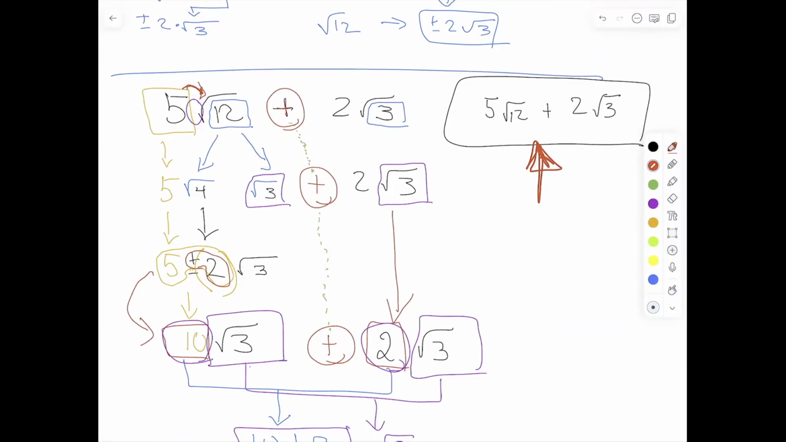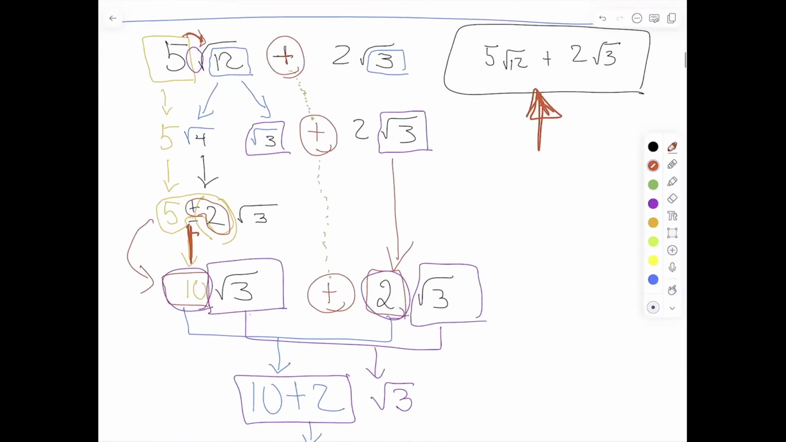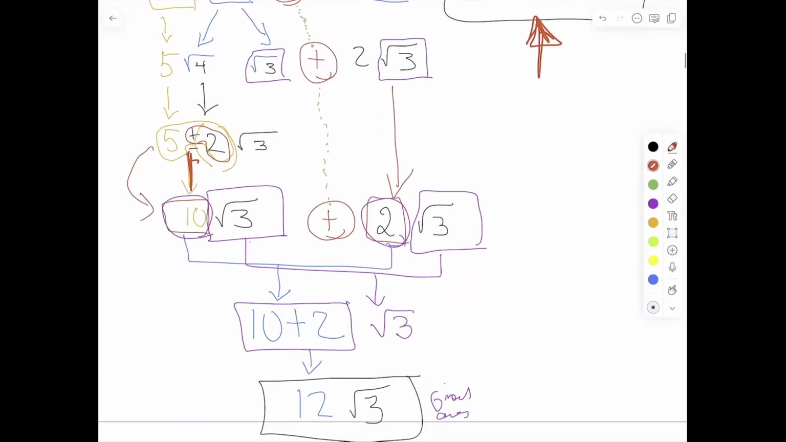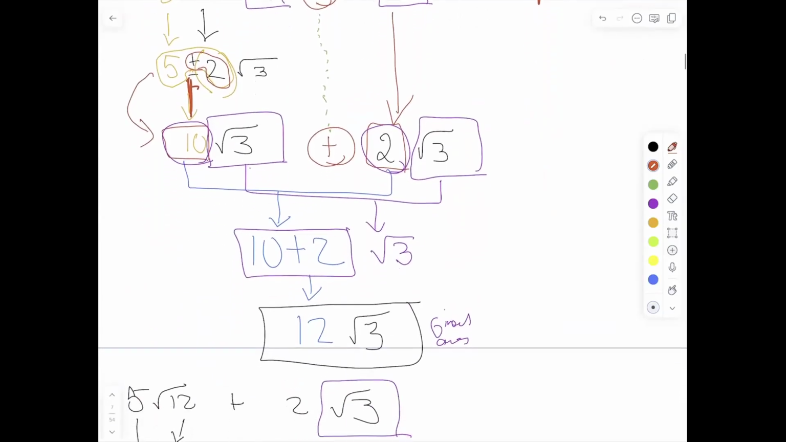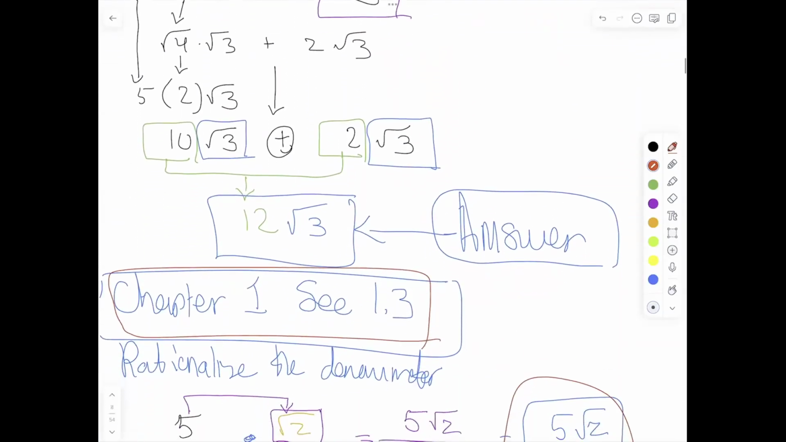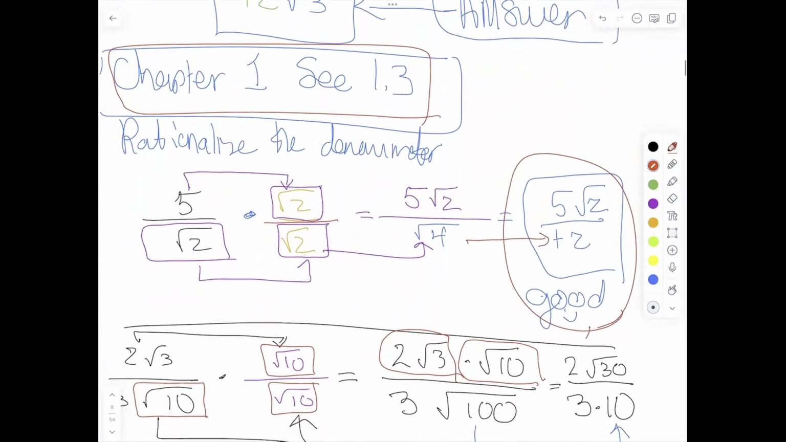We don't add them, we multiply them. So 5 times 2 is 10. You see that right here? And then that 10 and the 2 get added, and that becomes 12 square root of 3. That's my final answer. So know how to do this problem, and you'll be good. How many questions is that so far?